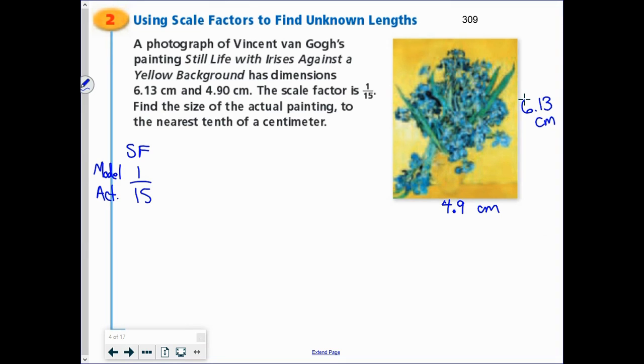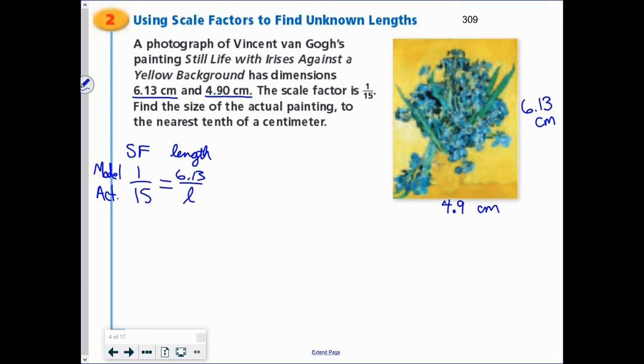We're going to need to take each one of these measurements that they gave us and change them back to their original. So if I wanted to change this, our model, the picture, back to its original, where would I place the 6.13 centimeters for the length? Well, since this is our model, the picture, I need to put the 6.13 on top. We are looking for the actual. Let's put an L for that because we're looking for the length of the picture. So we have a proportion that we can solve to find our missing length or our original length.